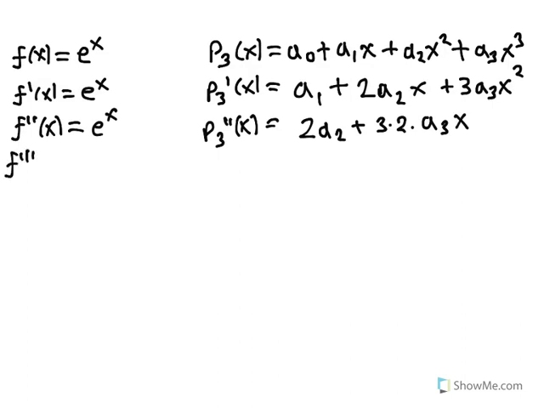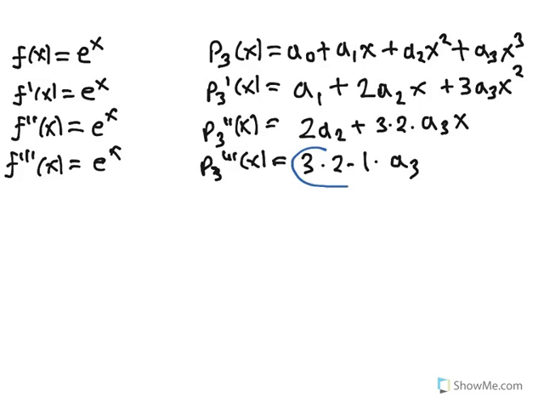And the third derivative of our function is e to the x, and here we will have the third derivative of our third degree polynomial function. It will just be, the derivative of a constant is 0, so we're just going to have 3 times 2 times 1 times a sub 3. Now you might notice that this is actually 3 factorial, and that's a pattern that we will see.